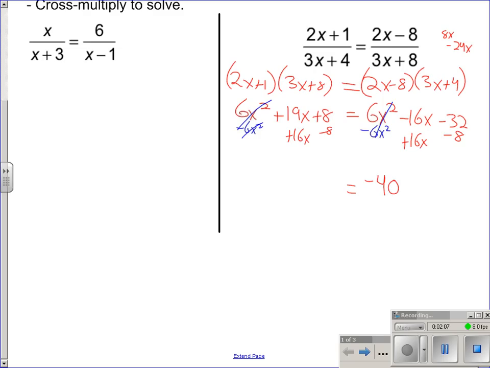So that gives me a minus 40 on the right, and 19 and 16 is a 35x. And so we just solve for x, divide by 35. X will equal a negative, common factor of 5, so negative 8/7. There's the x value. Okay. And that's the gist of this, is just when you have a single fraction equals single fraction, cross multiply to solve.